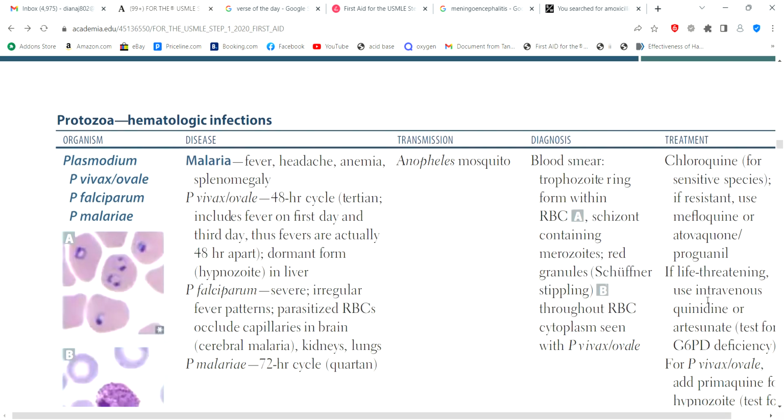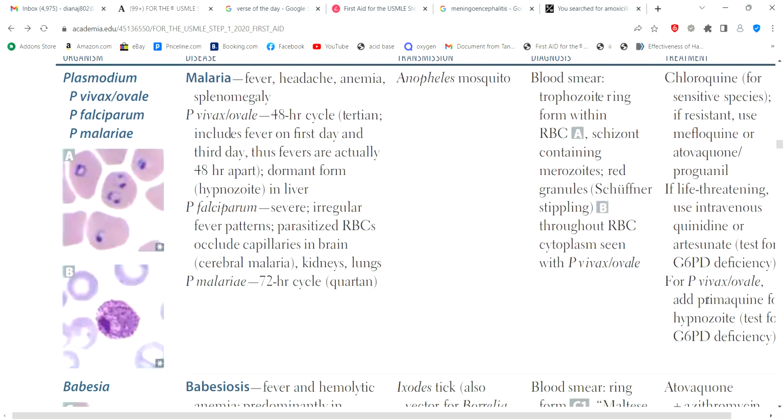Now, we have to know about Plasmodium: P. vivax and ovale, Plasmodium falciparum, and Plasmodium malariae. So you have to know that there are 4 species of Plasmodium. P. vivax and ovale are very similar, so for our level now, we're going to classify them as 1. The second type is Plasmodium falciparum. The third one is Plasmodium falciparum, and the fourth one is Plasmodium malariae. Okay, so next, malaria.